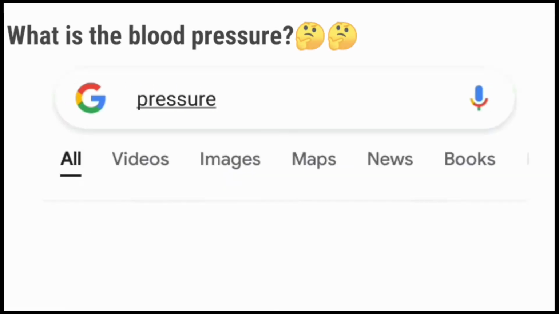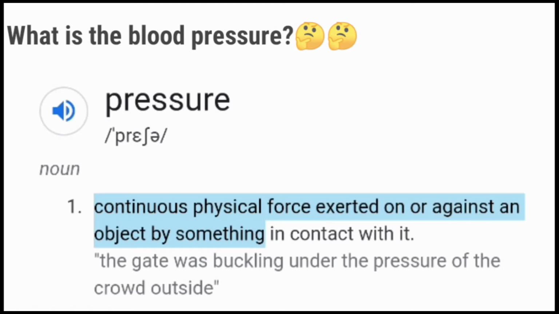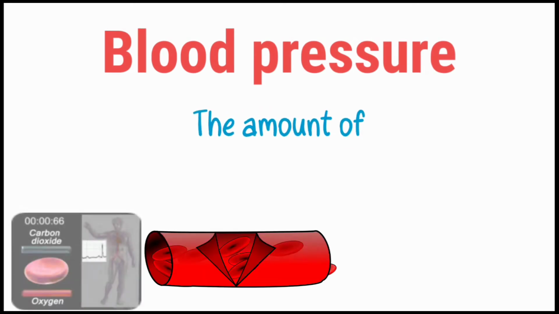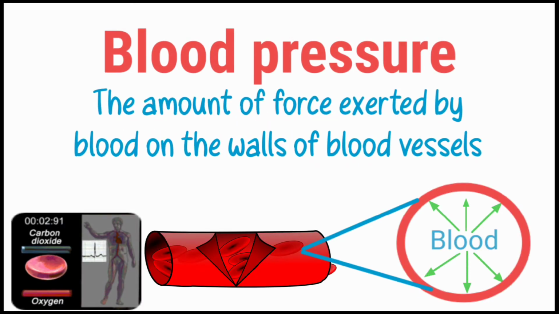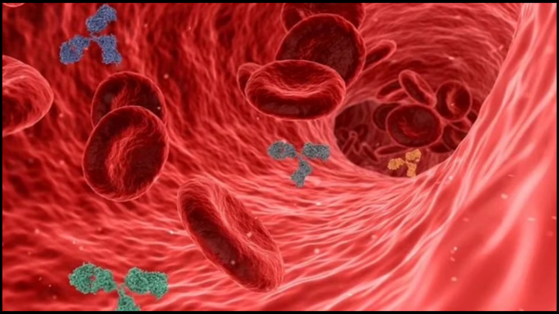Literally, the definition of pressure in Google is continuous physical force exerted on and against an object by something in contact with it. So blood pressure means the amount of force exerted by blood on the blood vessels, through which the blood itself travels. Now let's get straight to the point.